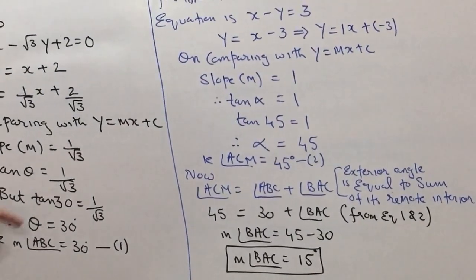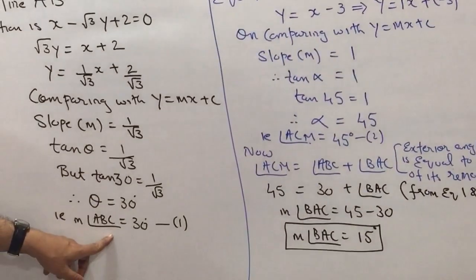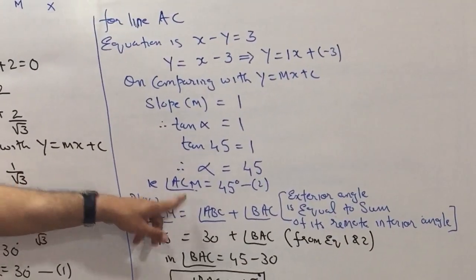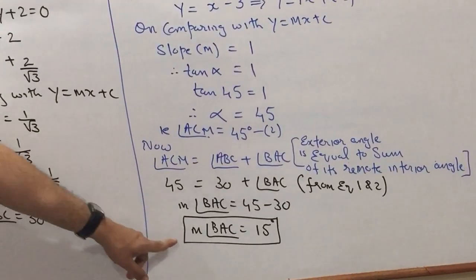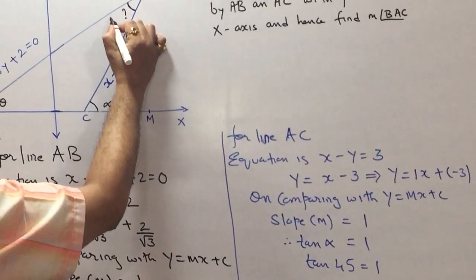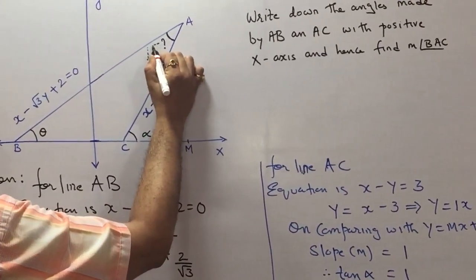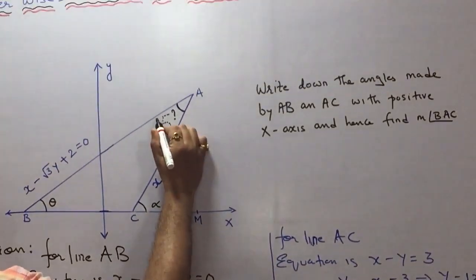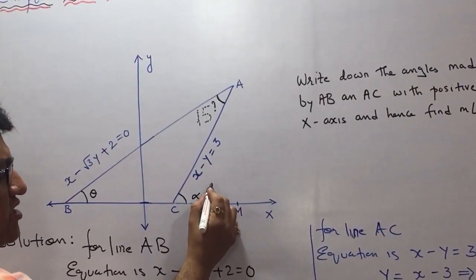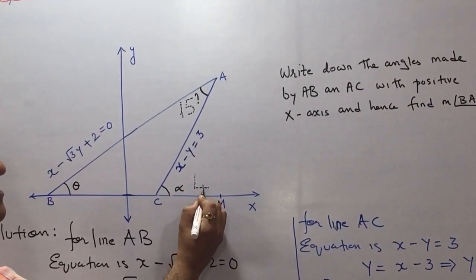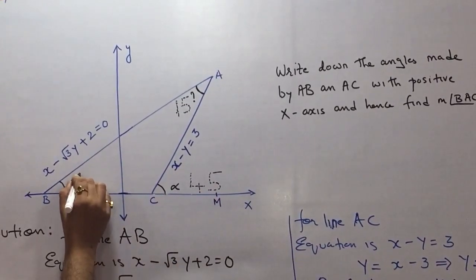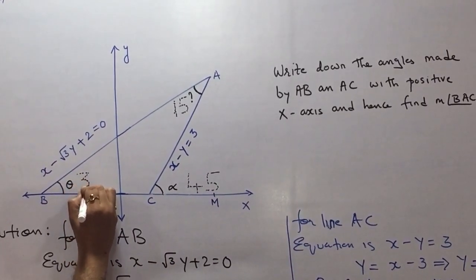So we have found out all the 3. Equation of line AB with respect to positive x-axis, which is 30. Equation of line AC with positive x-axis, which is 45. And finally, with the help of these 2, we have found out measure angle BAC, which turns out to be 15 degree. So I can now very well write down this as 15 degree. As those who are very much aware, these are the values which we write down only after finding the values. So this is 45 now, and this is 30.